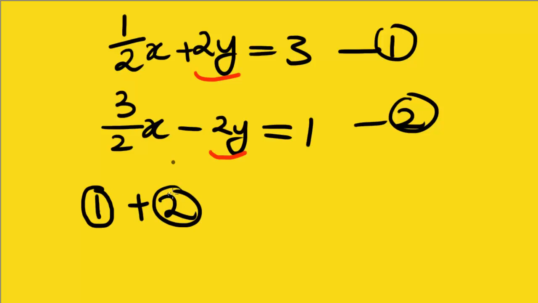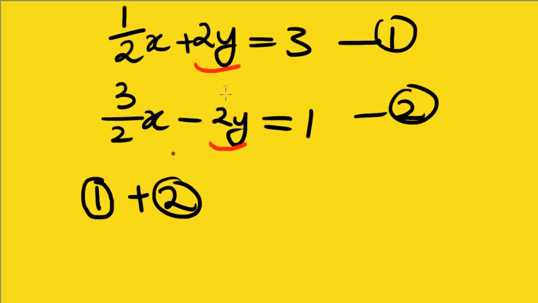So what I'm going to do here is add equation 1 to equation 2. Why am I doing that? Because when I'm adding the two equations together, I'll do a left hand side addition and a right hand side addition. And when you're adding them together, 2y minus 2y is 0. So it cancels out. And that's the elimination component of this.